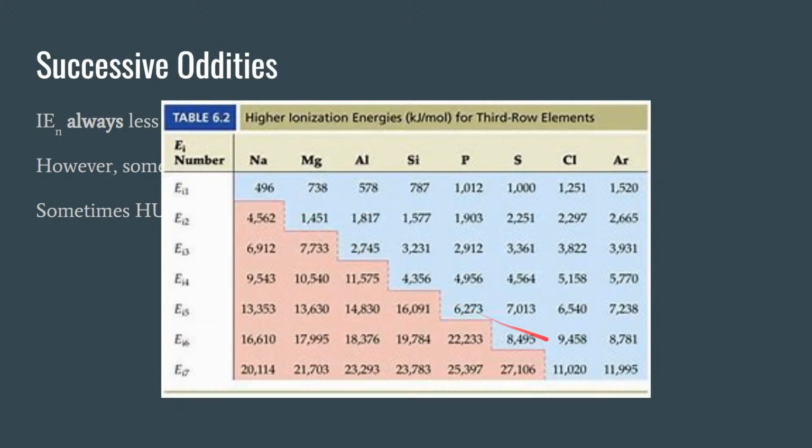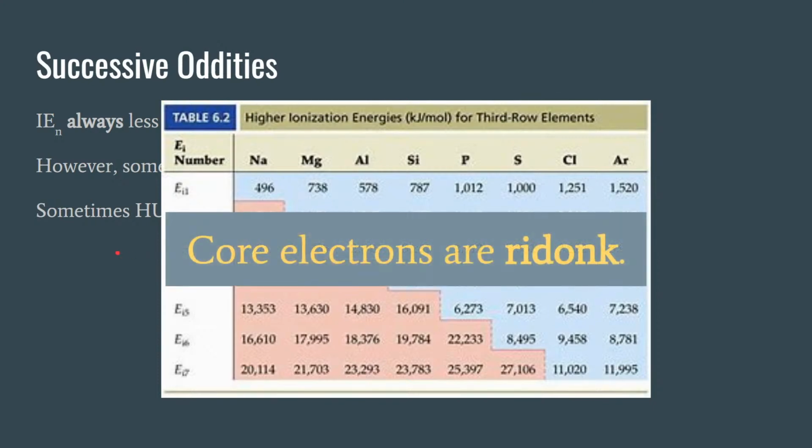So what this is telling us is that we're going to see a massive, massive increase when we stop removing valence electrons and start removing core electrons. Core electrons are much, much harder to remove than valence electrons. Okay? That is where we see the massive, massive increase in ionization energies.